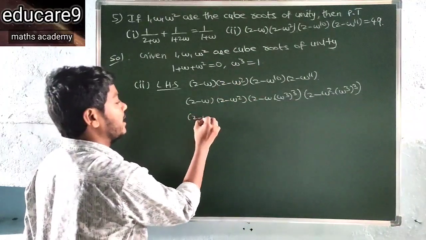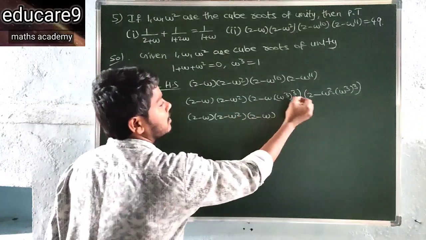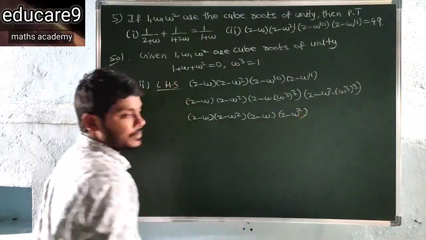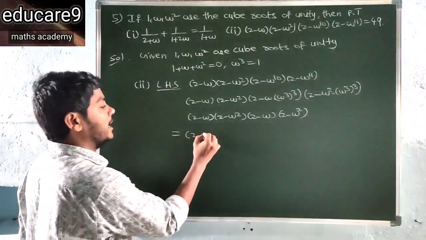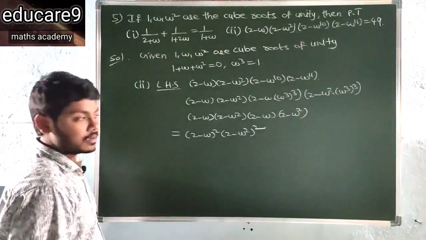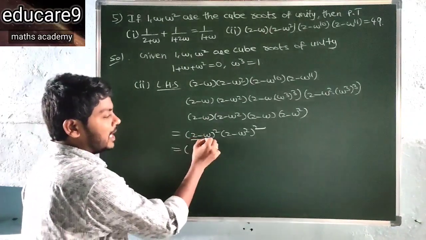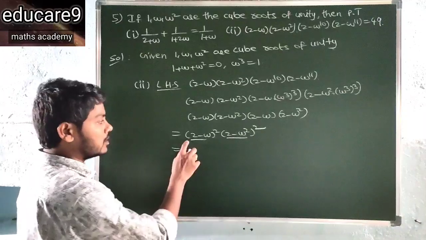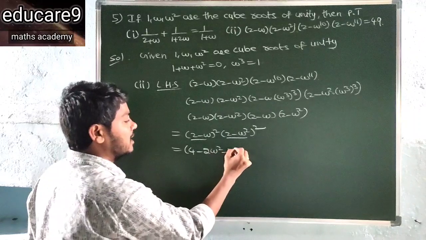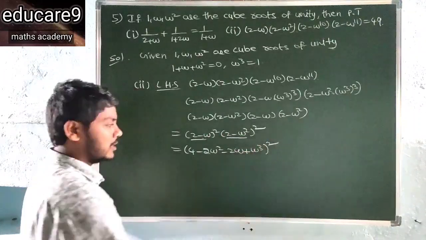So this is 2 minus omega, 2 minus omega square, 2 minus omega, and this one 2 minus omega square. So clearly this is 2 minus omega whole square into 2 minus omega square whole square. Now simplify this. So multiplying 2 minus omega into 2 minus omega square. So 2 into 2 is 4. Next minus 2 omega square minus 2 omega, minus into minus plus omega cube whole square.